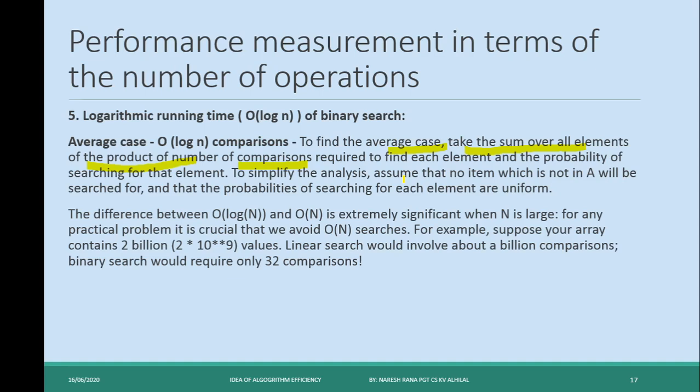The difference between O(log n) and O(n) is extremely significant when n is large, for any practical problem. It is crucial that we avoid O(n) search. So for example, suppose our array contains 2 billion, 2 times 10 raised to the power 9, values. So linear search would involve about 2 billion comparisons, while binary search would require only 32 comparisons.